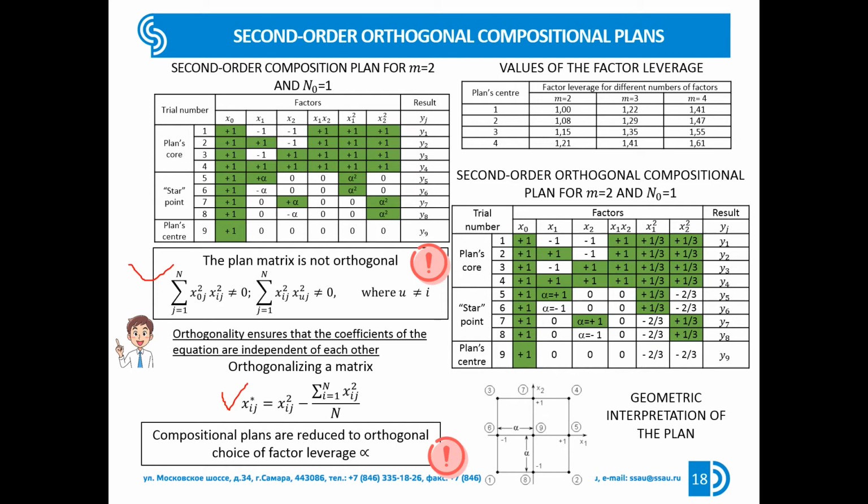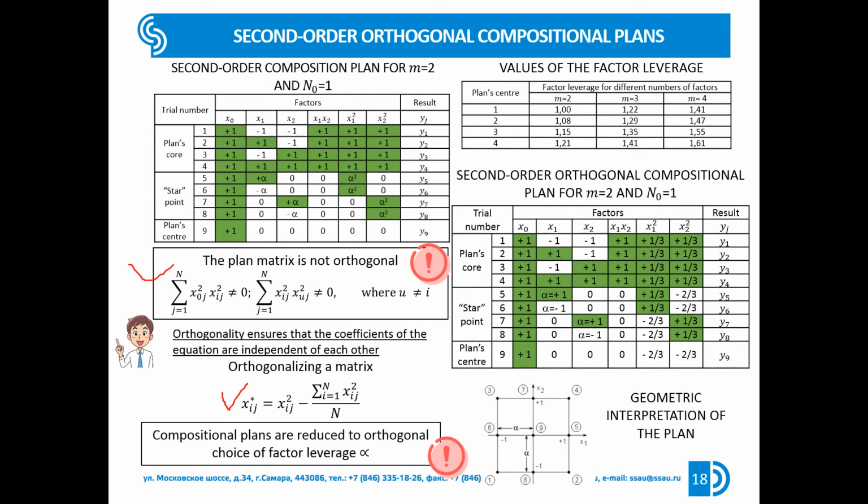Composite plans can be easily reduced to orthogonal ones by choosing the factor leverage. The table on the left shows the value of the factor leverage for different numbers of factors m and numbers of trials at the center of the plan N0. In particular, the orthogonal plan of second order for m equals 2 and n0 equals 1 is shown in the table on the right, and its geometrical interpretation is shown in the figure below.